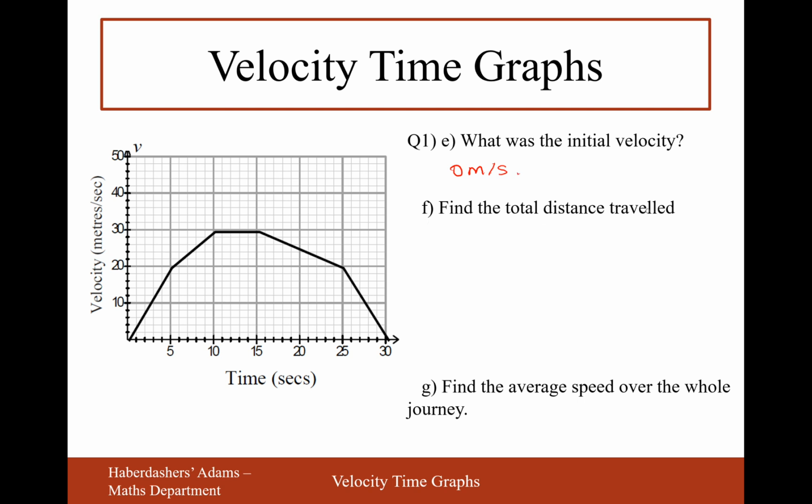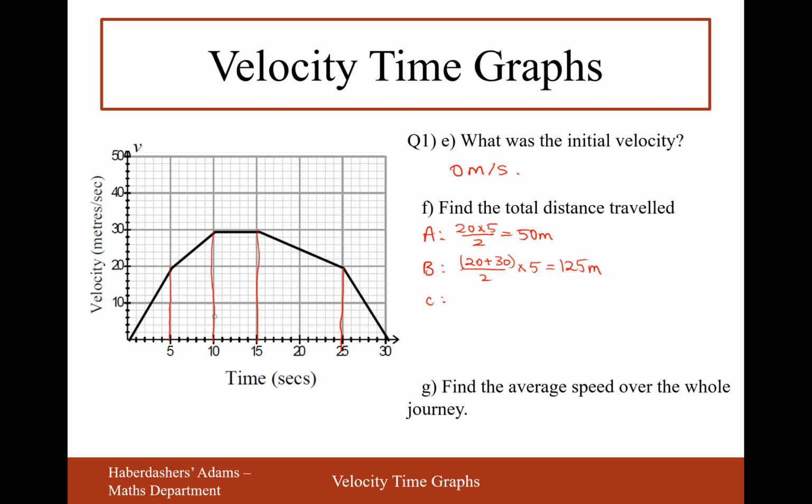Find the total distance travelled. Well, let's divide the graph into different regions, A, B, C, D and E. So region A is going to be a triangle. That's going to be base times height divided by 2. 20 times 5 divided by 2, that's 50 meters. Section B, that's a trapezium. So that's going to be 20 plus 30 divided by 2 times this time of 5. So that's going to be 25 times 5, that's 125 meters.